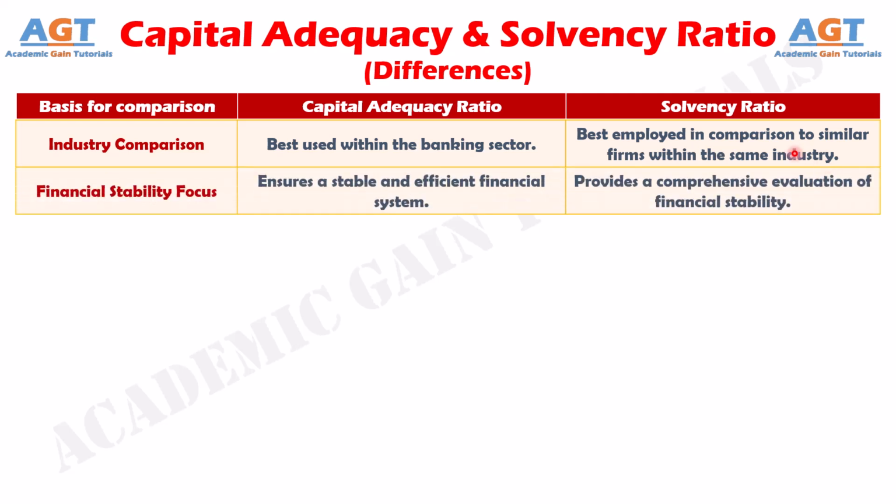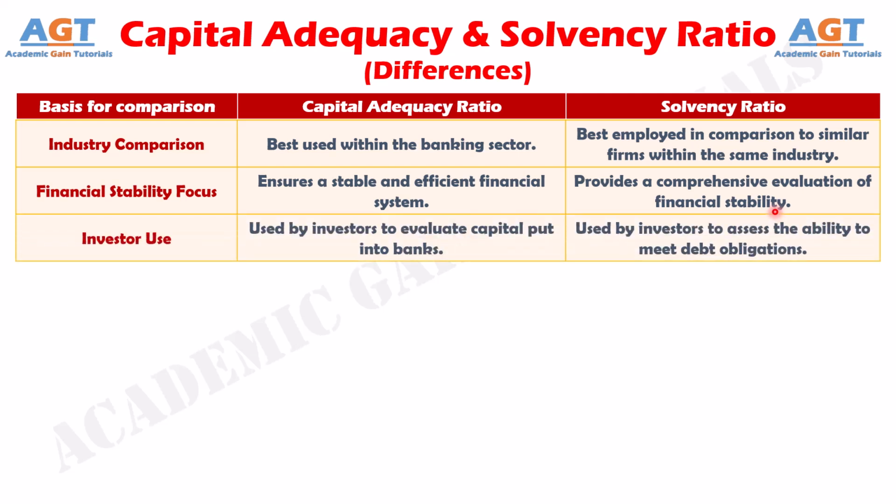Number 9. The capital adequacy ratio ensures a stable and efficient financial system, whereas the solvency ratio provides a comprehensive evaluation of financial stability. And finally, difference number 10. Investors use the capital adequacy ratio to evaluate capital put into banks, whereas they use the solvency ratio to assess the ability to meet debt obligations. So, these are the differences between capital adequacy ratio and solvency ratio.